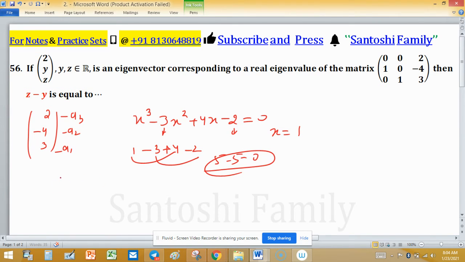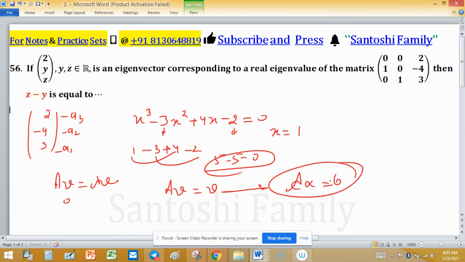So by the definition of an eigenvector, AV equals lambda times V. So A is this and V is (2, y, z). Because lambda is 1, AV equals V. So this is the format of AX equal to B, which means we have to find the solution for this system.